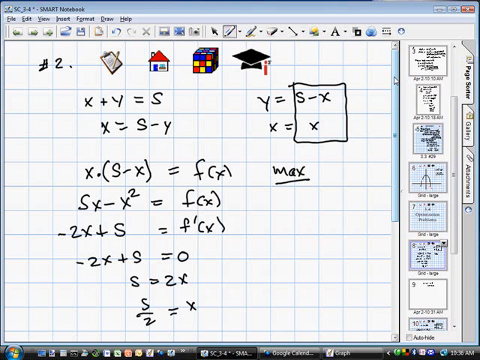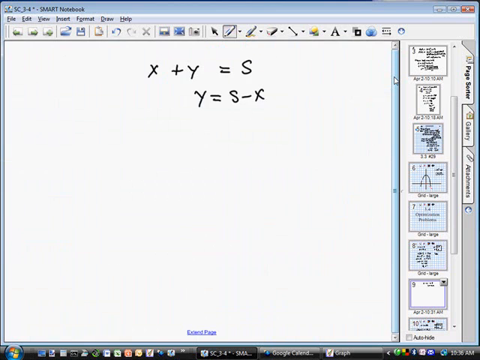If you ever get a problem where they ask you to add two things up to some total, how can you get the maximum product? Answer is, always just take the two that are equal. It'll give you the top every time. So calculus just told us that. Here, let's go on and do another one.